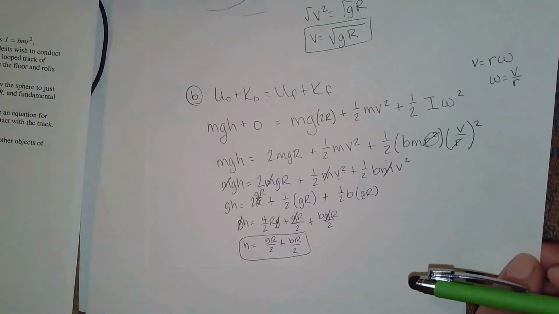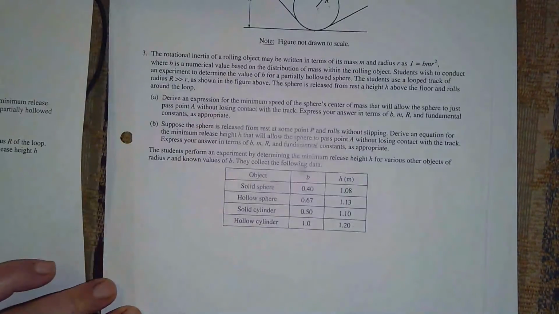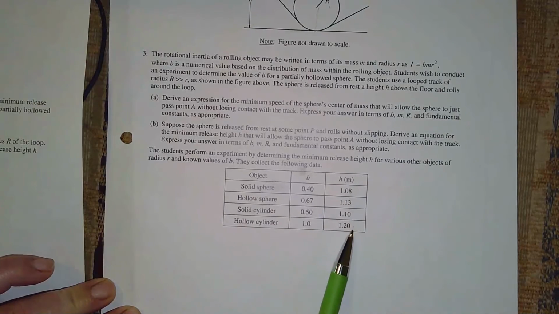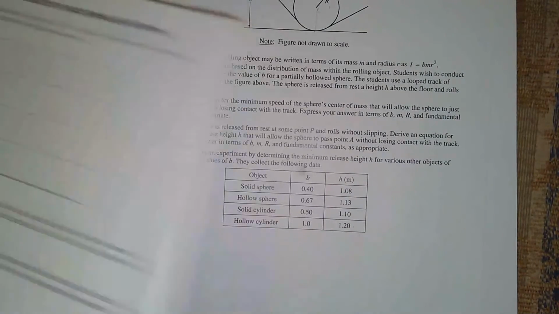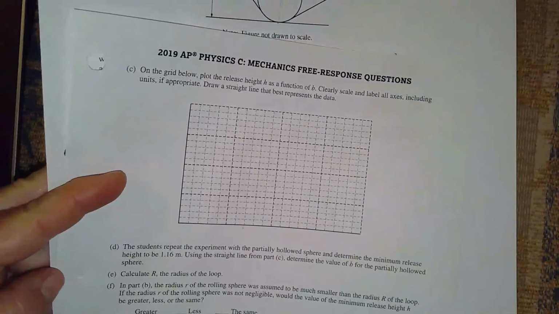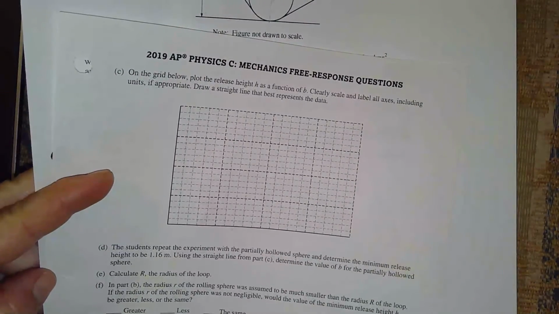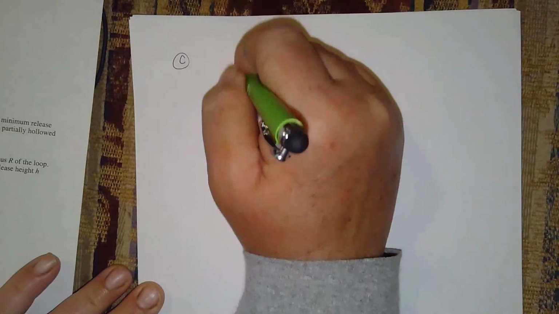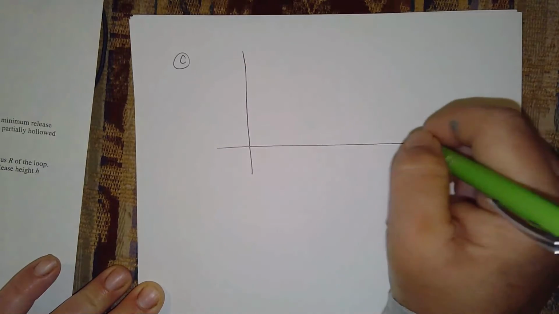Okay, moving on. All right, now they tell me that they take some data. The students perform this experiment, and here's some b values, and here's some h values. All right, and it says on the grid below, plot the height as a function of b, clearly scale and label all axes, including units as appropriate, draw a straight line that best fits the data. Okay, now this, I do not have graph paper with me at present, so I'm going to freehand this.